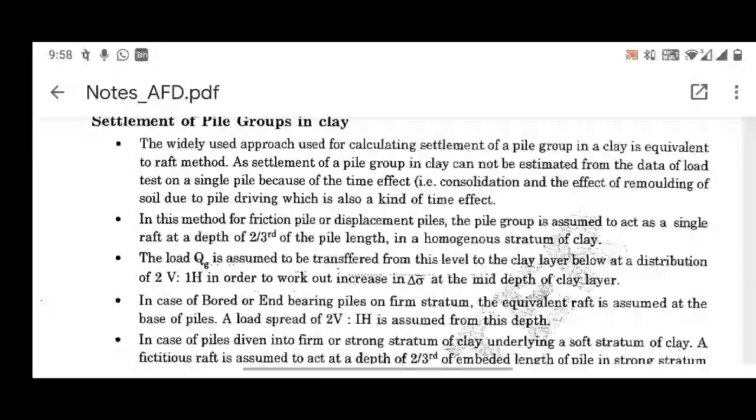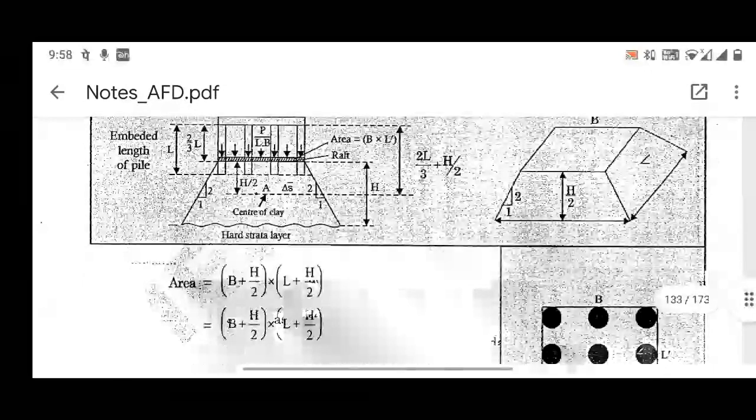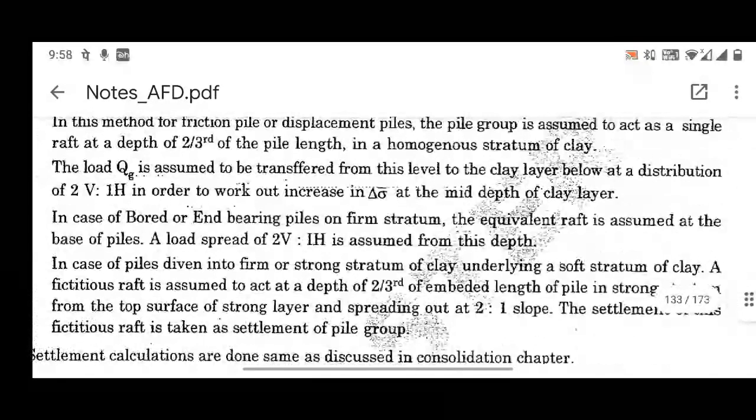Now the load QG is assumed. I'll show you in the figure how it is explained. Now you can easily see this. First we'll cover this theory part, then I'll explain in detail.